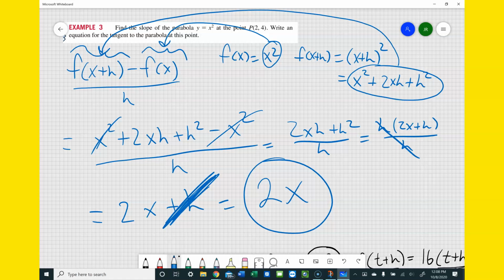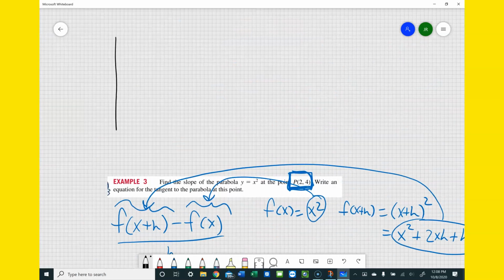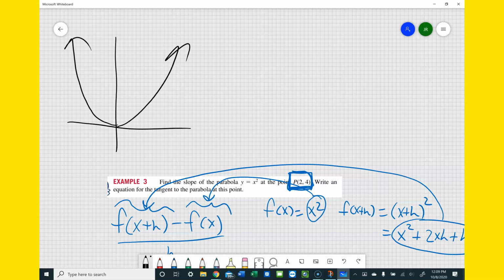Now, what is it asking me to do? Find the slope of the parabola at the point 2, 4. That means I know the value of x that I want to find the slope at. All right, let me draw this for you a little bit. I've got this parabola, y equals x squared. I've got 1, 1, I've got 2, 4.